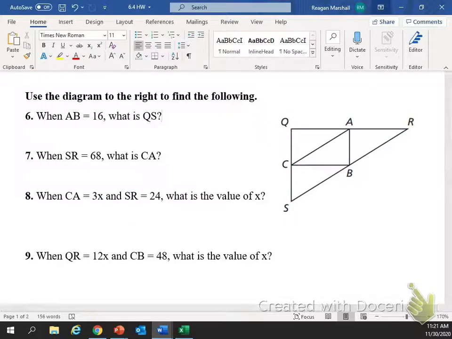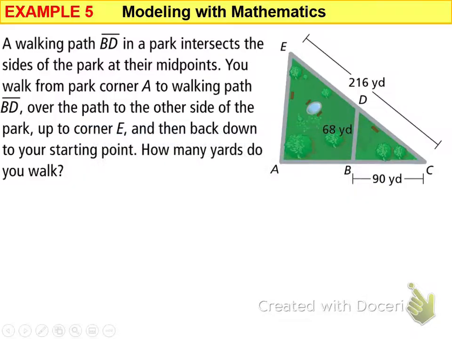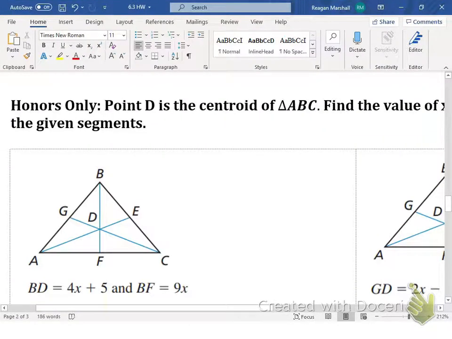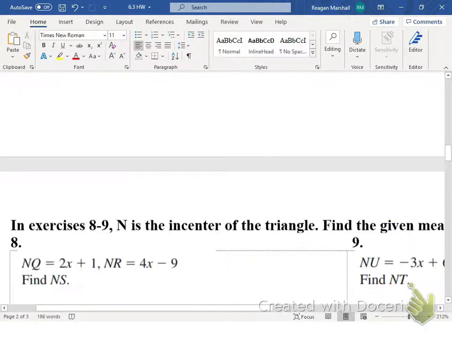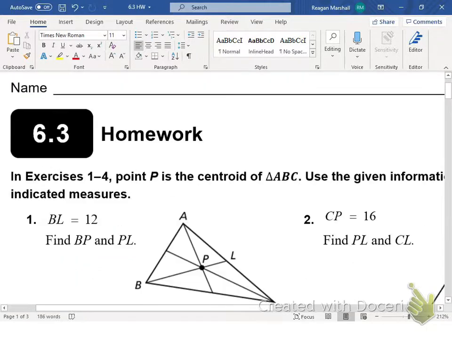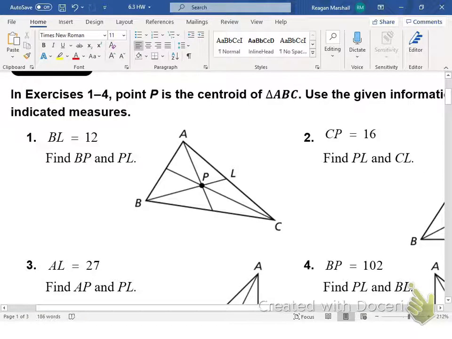And then I think after this we do 6.3 for a minute. So I'll do one with you, and then we'll go from there. 6.3, point P is the centroid of triangle ABC. Use the given info to find the indicated measures. So the first thing you want to ask yourself, am I given the 1/3, the 2/3, or the whole line?